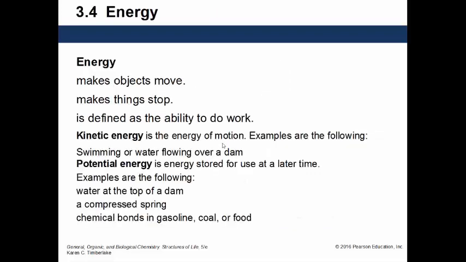Alright, next move on to energy. Now, energy is what helps make objects move, makes things stop, and has a formal definition of the ability to do work. And there are different types of energy. One is kinetic and one is potential. Kinetic energy is the energy of motion. Kinetics is always a reference to things moving. Water moving or a car moving. Anything that has any kind of motion has kinetic energy.